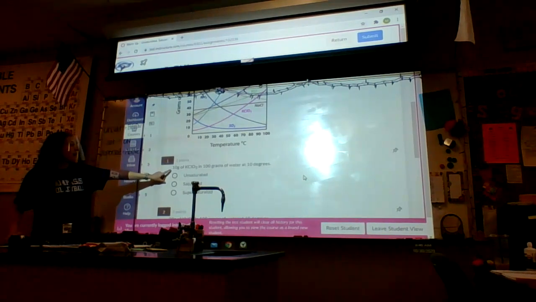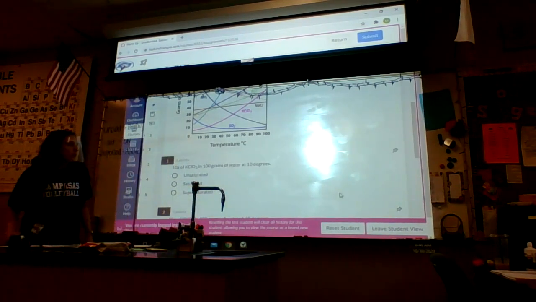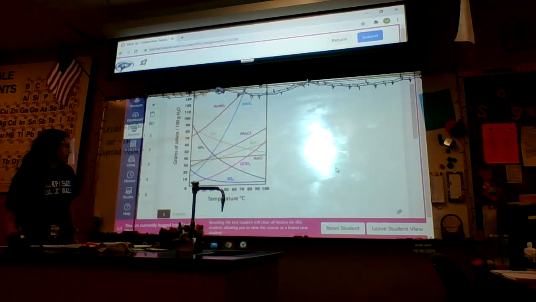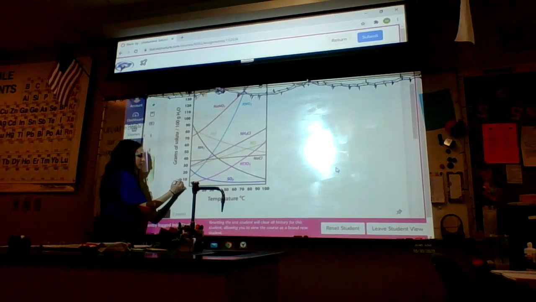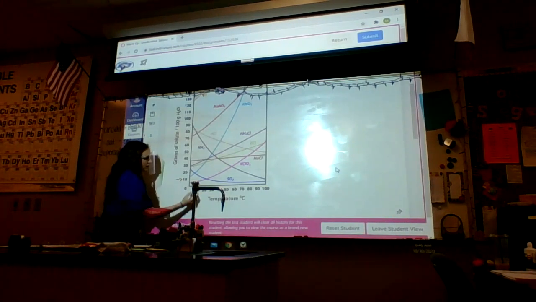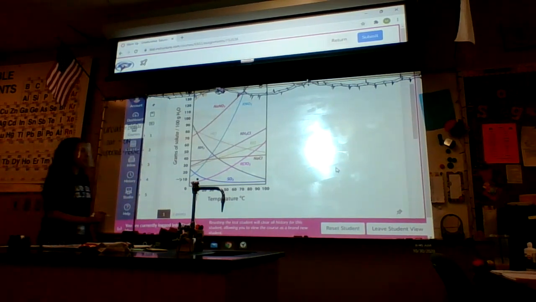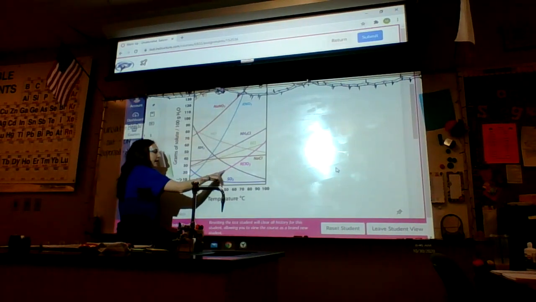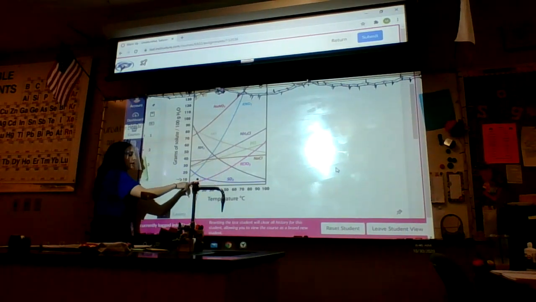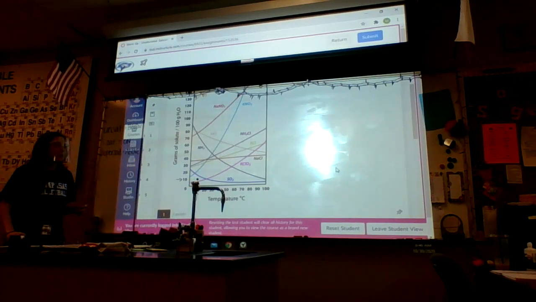So I'm going to find my point at 10 grams and 10 degrees. Let me get my graph up here. This is 10 grams. This is 10 degrees. So they meet right here. And it's talking about KClO3. That's this pink line here. So where is my dot compared to KClO3? Above it.